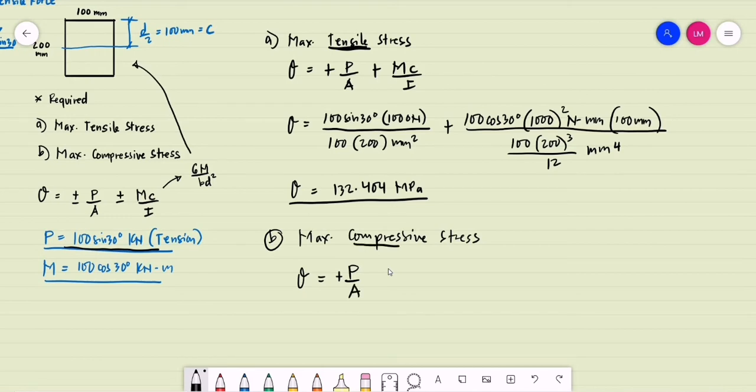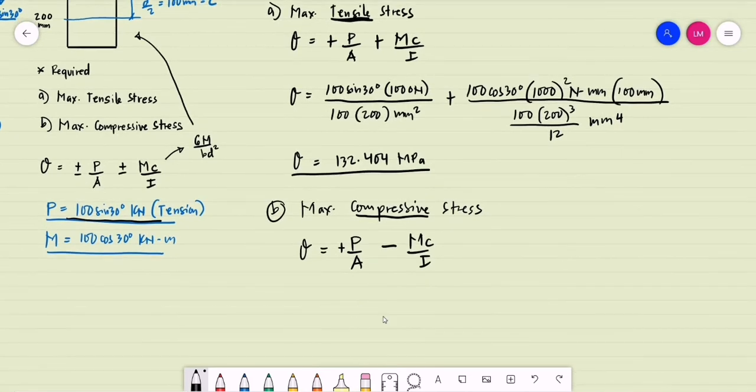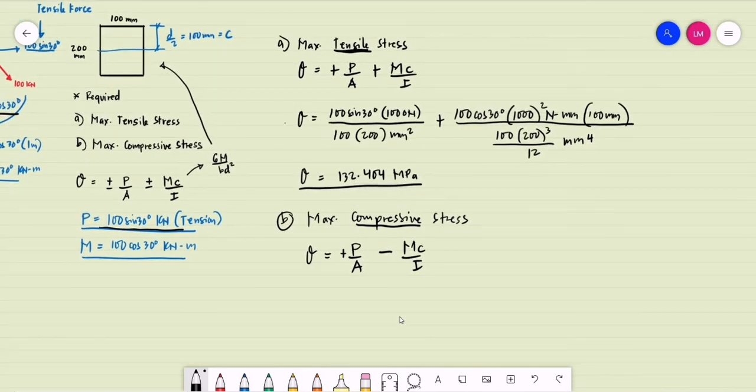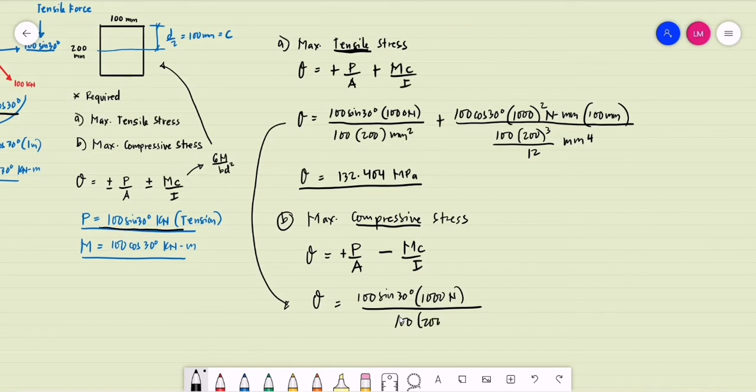If we are computing for compressive stress, we are to consider the compressive bending stress, so we are to use a negative sign. So this is minus MC over I. Almost the same values as the maximum tensile stress. All we have to do is change the sign of the bending stress. So you have now sigma. This is 100 sine of 30 degrees, 1000 newtons, over the cross-sectional area of the beam, 100 by 200. That will give us a unit of square millimeters.